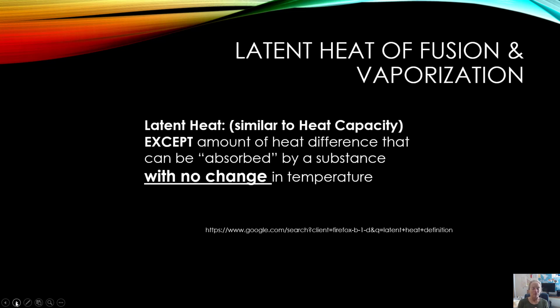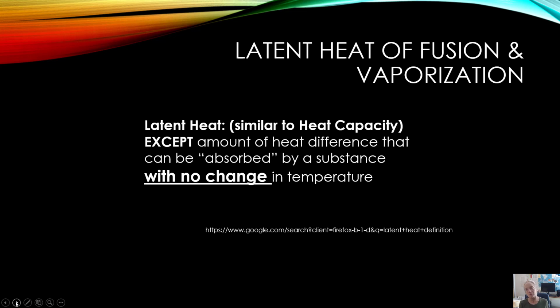Okay, latent heat of fusion and vaporization. This is very college level stuff, okay? It's in the book. I'm going to go through it. If you don't get it the first time, read about it, okay? If I'm going too fast, or if you don't understand, feel free to let me know. But there's definitely going to be questions on the test about this. All right, so let's just start with some definitions.